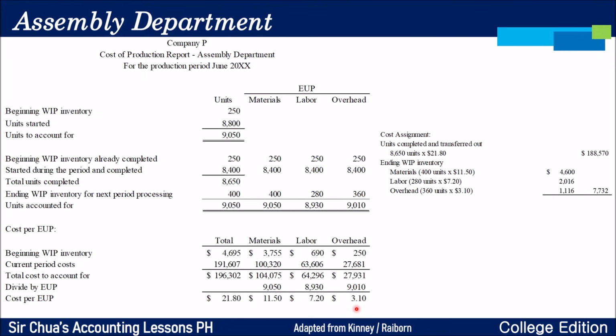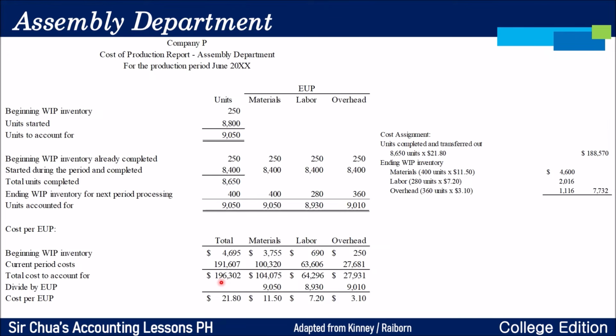So if in the problem you are being asked, in the assembly department, how much is the total cost of all completed goods that was transferred to the finishing department? Your answer would be 188,570. And if in the problem you are being asked, how much is the cost of the ending work in process inventory in the assembly department? Your answer is 7,732. Now, let's see. If the total cost that you need to account for is 196,302, let's see if we have already accounted that completely.